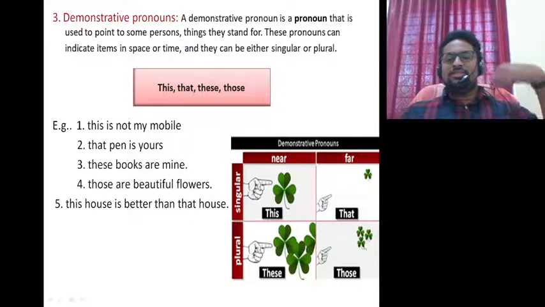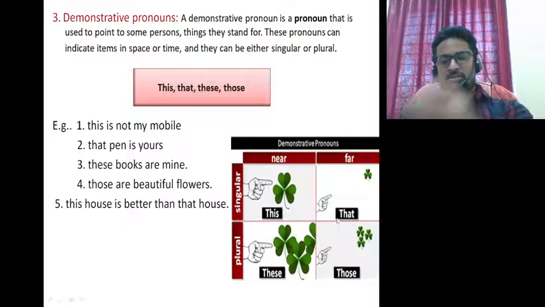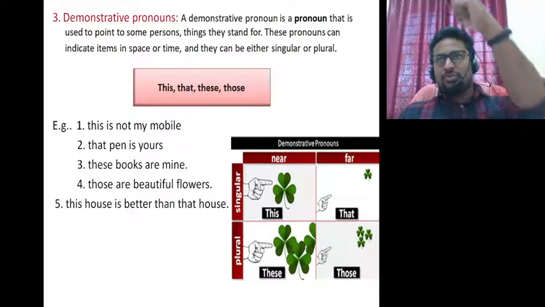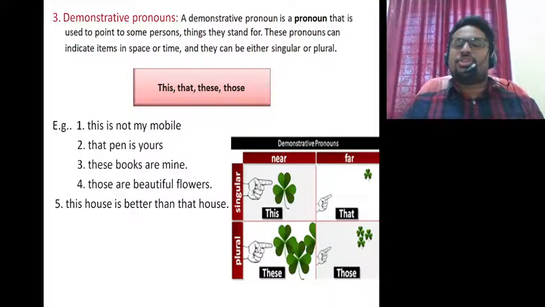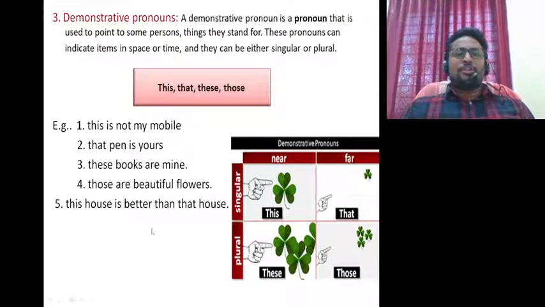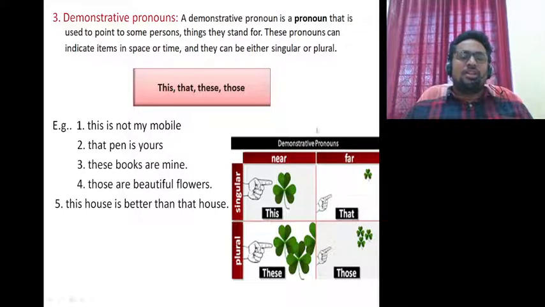That and those we use to describe far things or objects. That was a leaf, those are leaves, those are chairs, those are animals. So what is a demonstrative pronoun? We use demonstrative pronouns to demonstrate persons and things. This, that, these, those, these all are called demonstrative pronouns.